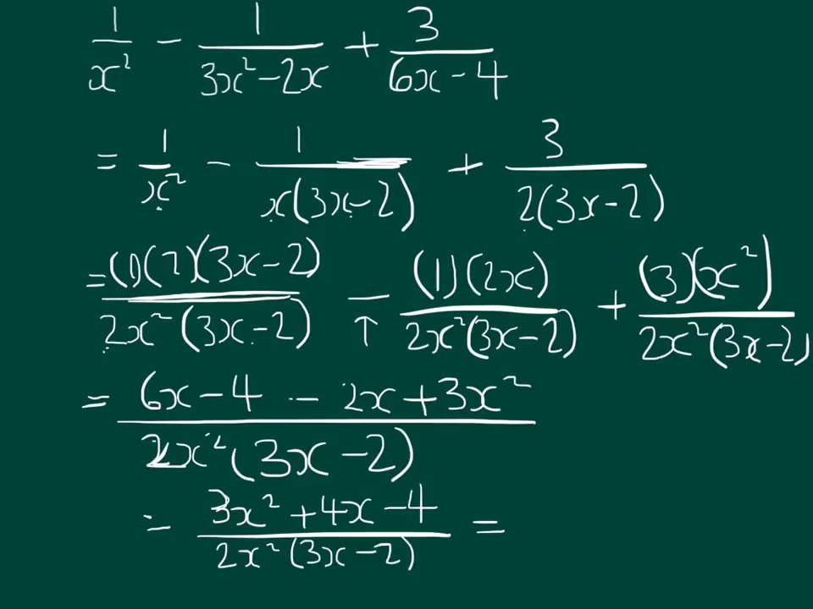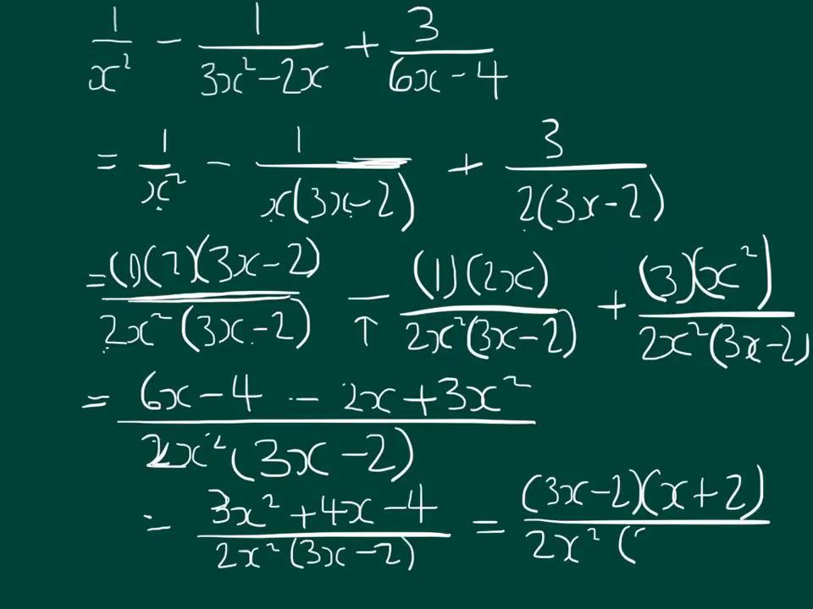And then this top bit factorizes to 3x take 2 times x plus 2 all over 2x squared times 3x take 2. So these bits are going to cancel, and we're just left with that stuff. And again, you can write it neatly on your own.